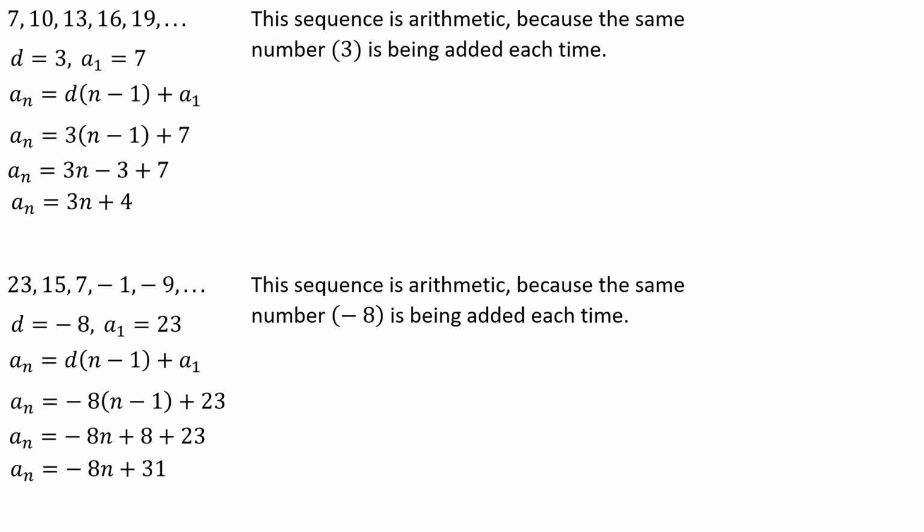Now again, if you want to check this real quick, plug in the number 1. Negative 8 times 1 is negative 8. Add 31, I get 23. Yep, the first number is 23. What if I plug in the number 2? Negative 8 times 2 is negative 16. Negative 16 plus 31 is 15. Yep, the second number is 15, so it is working.